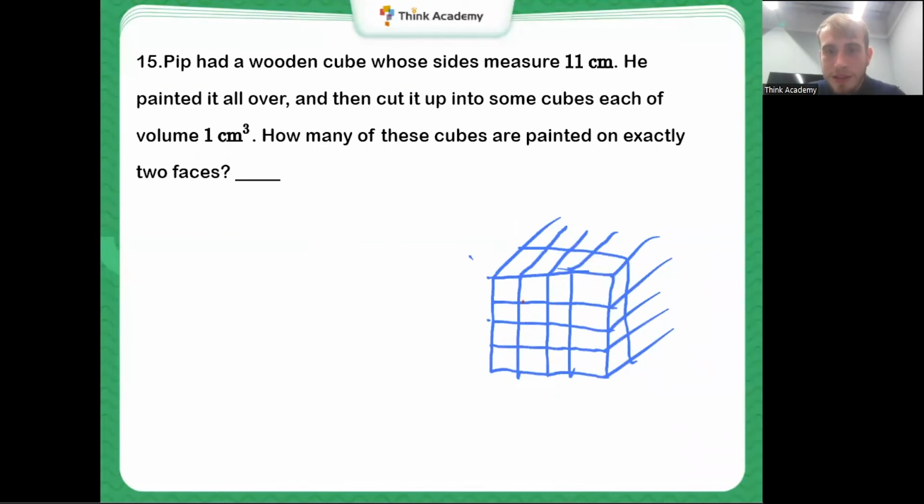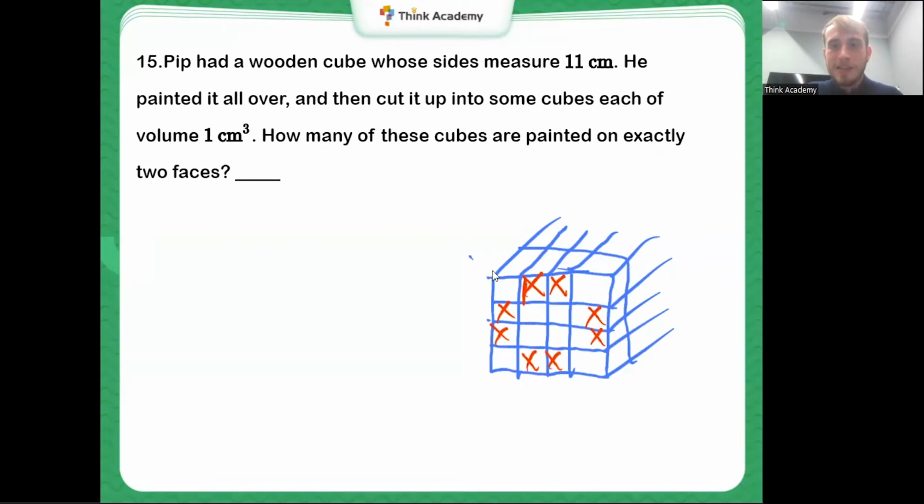We know that these ones in the middle here have just 1 face painted because the rest is hiding inside the cube. We know that the ones in the center, in the core of our cube, have 0 faces painted. So the only ones we want to count are these ones along the edges. They're on every single edge. These are the type of cubes which have 2 faces painted. So we need to count them up.